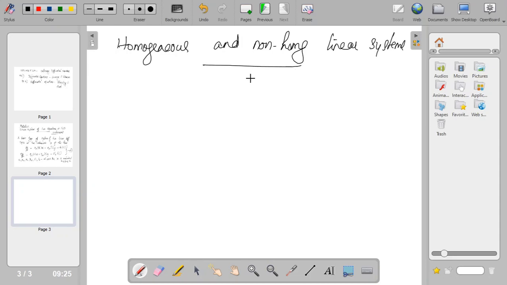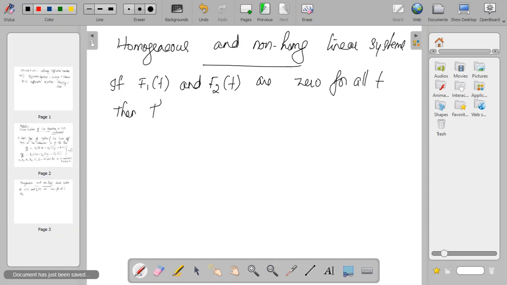So we'll look at how we get a homogeneous and non-homogeneous equation. If f1 of t and f2 of t are 0 for all t, then we call the system a homogeneous linear system. So if f1 of t and f2 of t are 0 for all t, then the linear system is homogeneous.